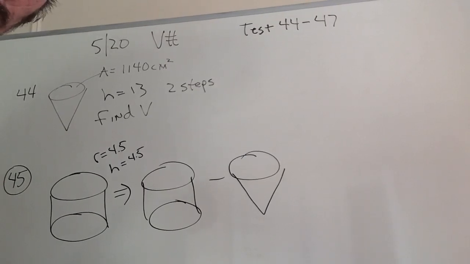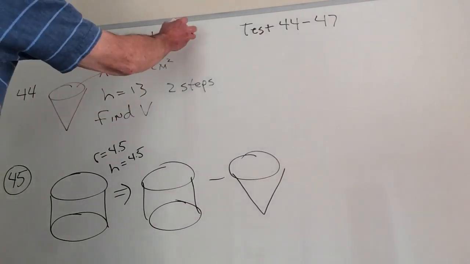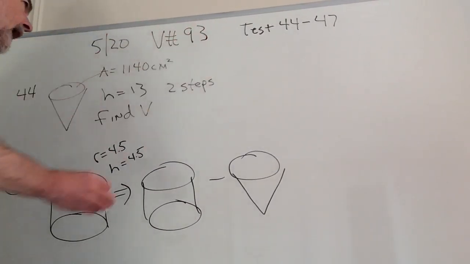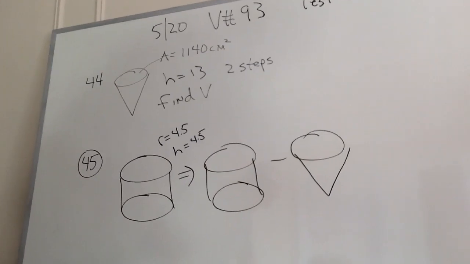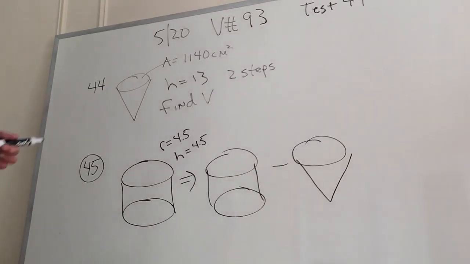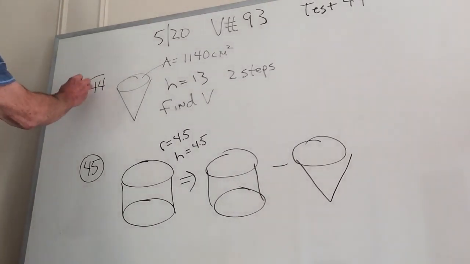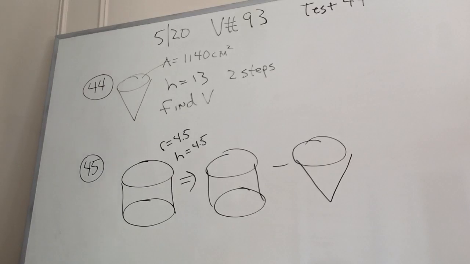It's 5:20. This is video number 93, and we're doing test questions 44 to 47. As you can see, they're up on the board. And I'll do 44 and 45 and post their answers. Now, I'm going to go into a little bit of detail on exactly what the answers should have been, and then I'll talk about what I actually did.